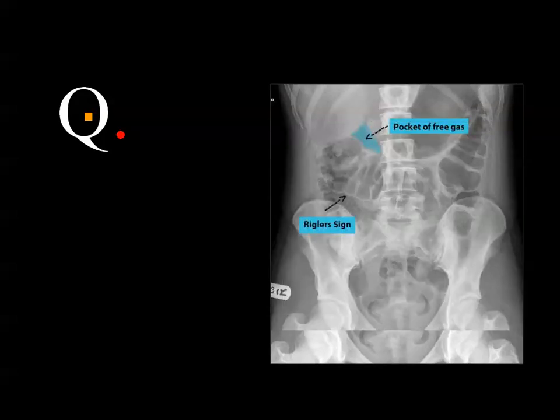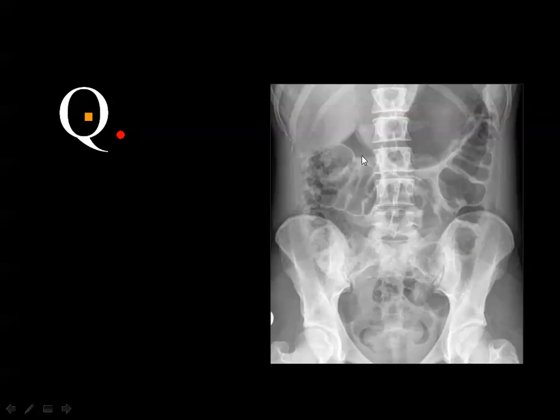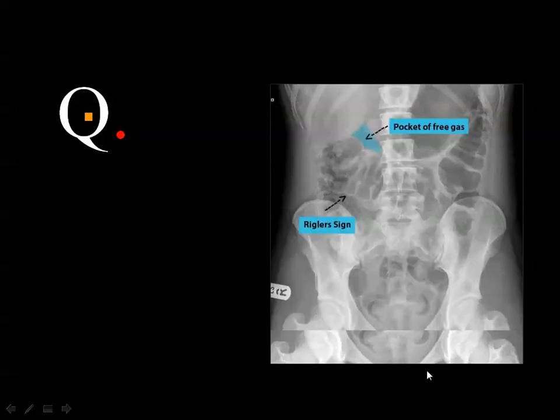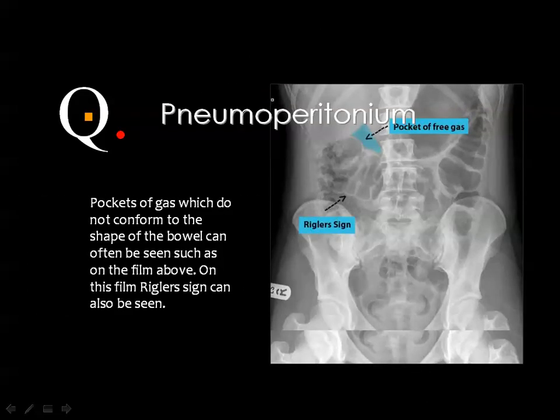Pneumoperitoneum, Rigler sign, and you see this air is outside the lumen of the bowel. Look carefully here. This air does not conform to any of the bowel, and it is usually located at the falciform ligament. And here you can see the wall of the stomach, and you see the wall of the colon, and this is diagnostic of pneumoperitoneum with a Rigler sign.